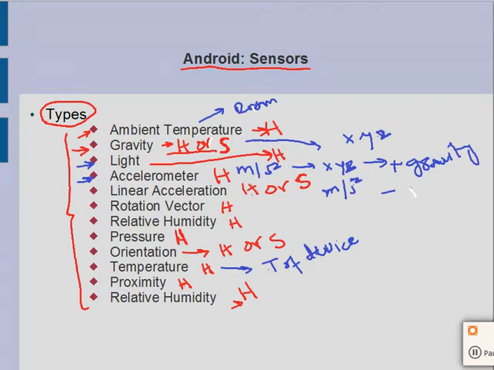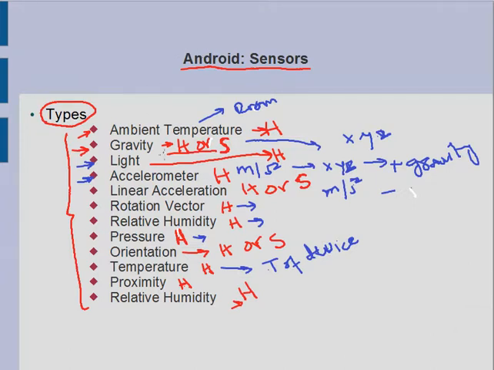And the rotation vector measures the orientation of the device, by providing the rotation vectors of all the axes for the device. And then comes the relative humidity. So the relative humidity is the measure of the dew level and the humidity level in the atmosphere, that is measured by the device. Then we have a barometer for the pressure measurement inside the device.